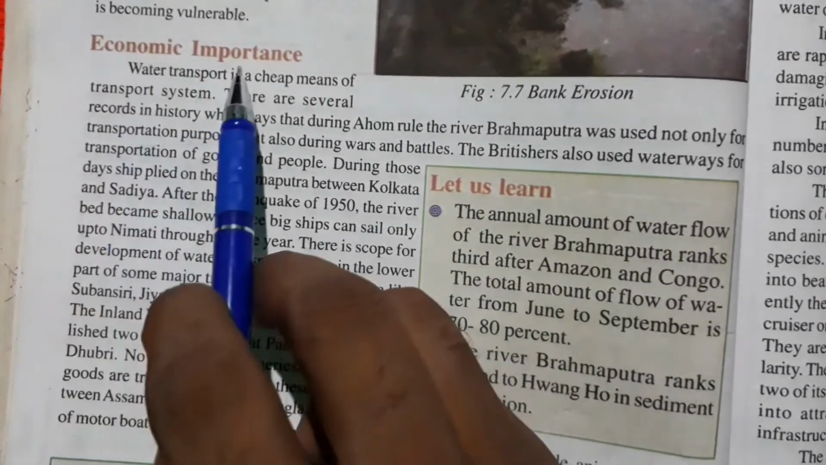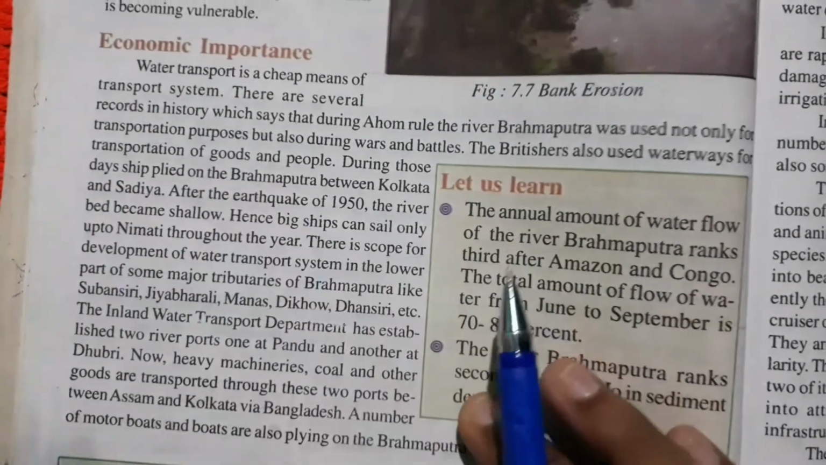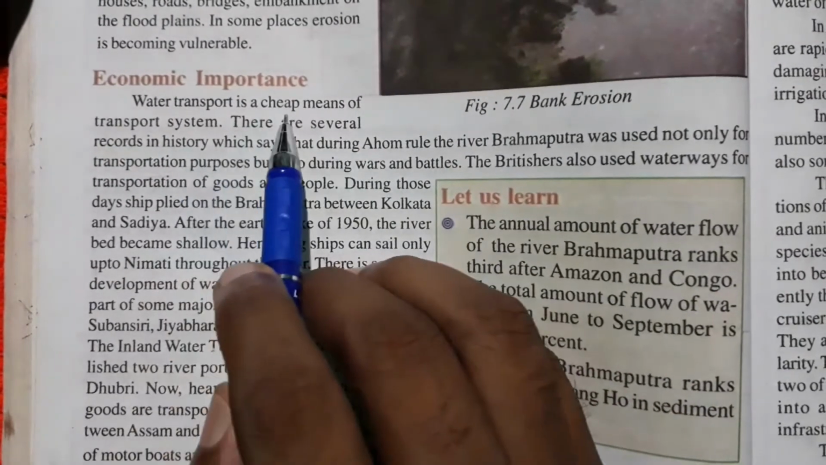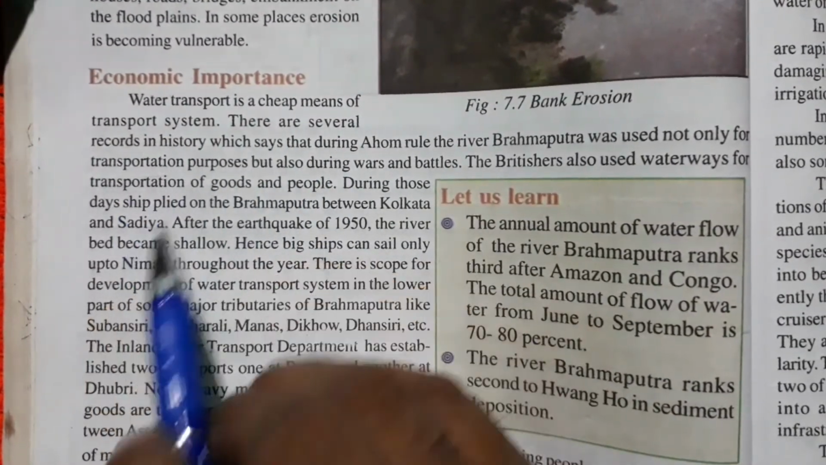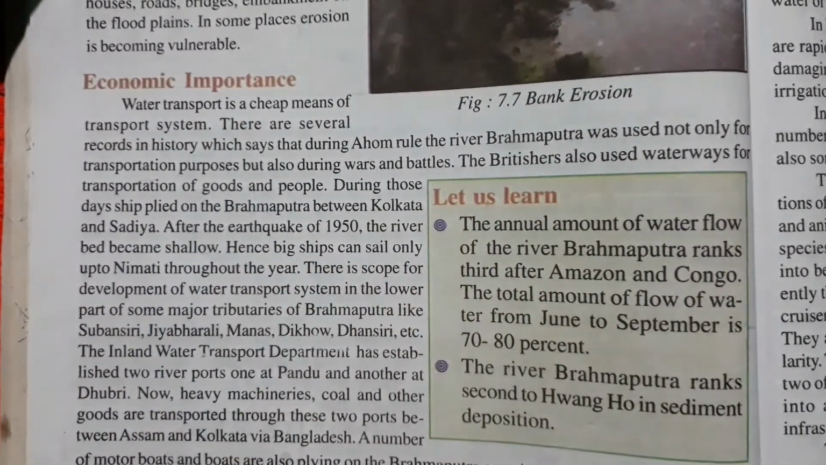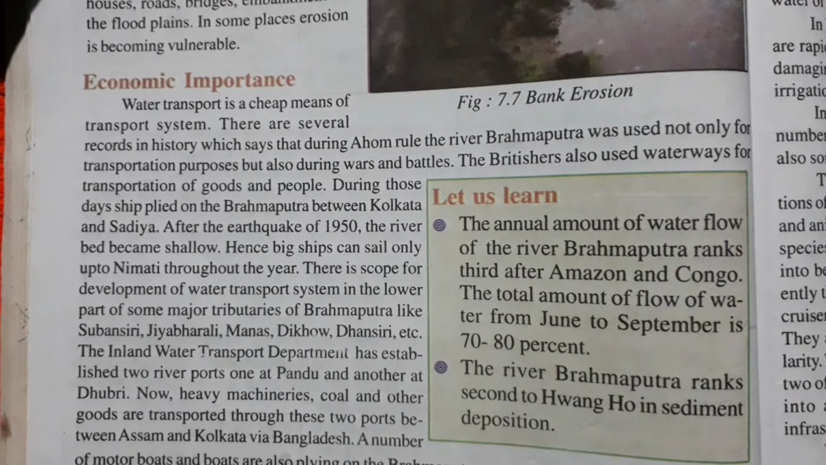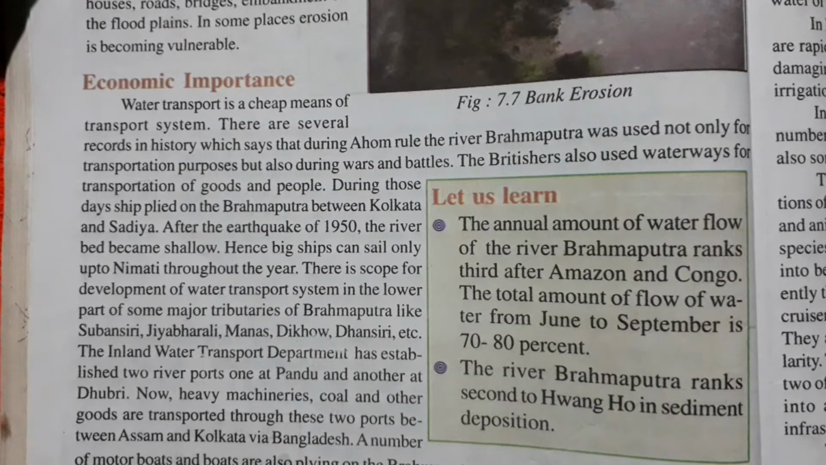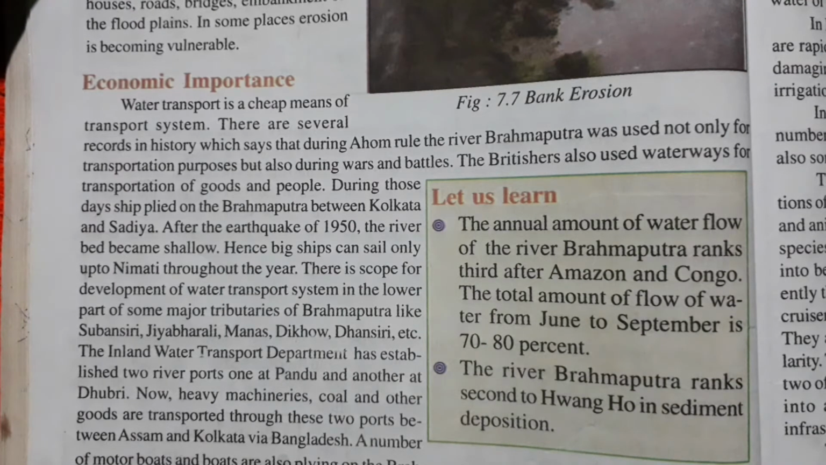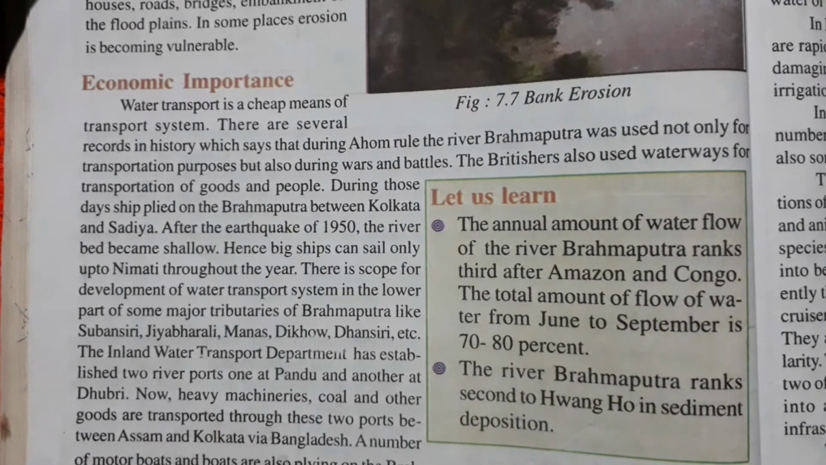Now see, economic importance. We know that river transport is a cheap means of transport, and the Brahmaputra is the only big river in Assam, so it also helps in many ways. For example, if we think in economic perspectives, then you will find that this river helps us in many ways in the transportation of goods and services, and for so many fishes.